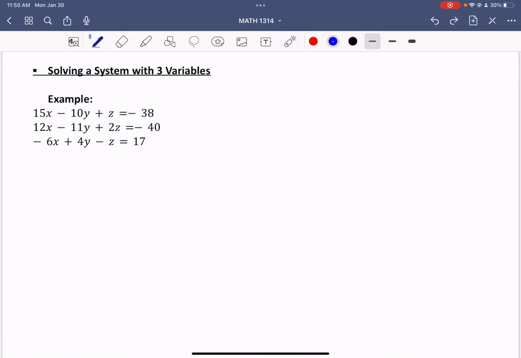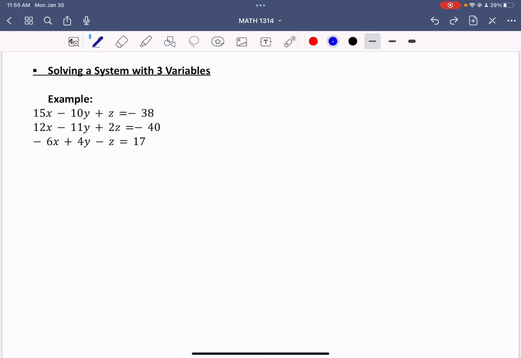Solving a system with 3 variables does take the skills that we have with solving a system of 2 variables like we've done before, and it just builds upon that. So I want to take this moment to work through this with you and see how this is going to play out. You'll notice that we have 3 equations and 3 variables. So this follows what we know about systems. You have to have as many equations as you have variables.